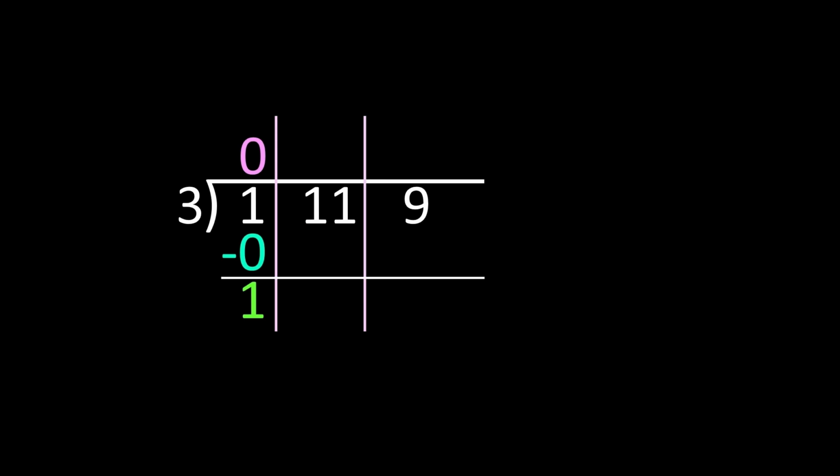Now I'll have 11 divided by 3. And 11 divided by 3 is 3. 3 times 3 is 9. And 11 minus 9 is 2. Now instead of bringing the 9 down, I'm going to bring the 2 up into my next section of problem. And I'll have 29 divided by 3. 29 divided by 3 is 9. 9 times 3 is 27. When I subtract, I get 2.